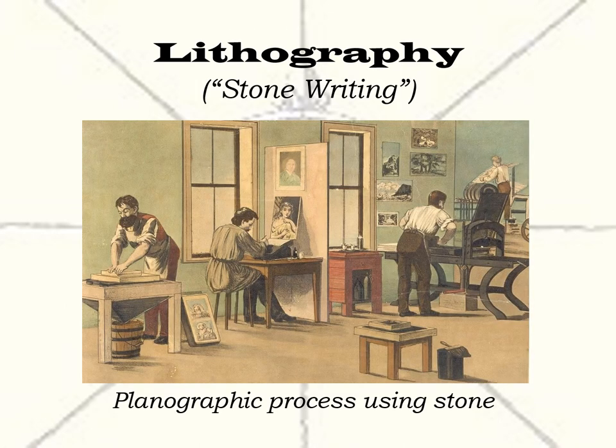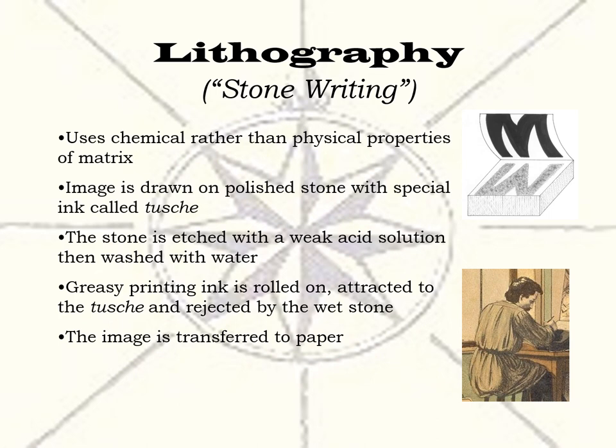Lithography is a planographic process using a stone as a matrix. The name means stone writing. The process uses a chemical rather than physical separation of the printing and non-printing surface of the matrix. The most common type of stone used was limestone from Solnhofen in Bavaria, though beginning in the early 19th century, printers started using zinc plates.